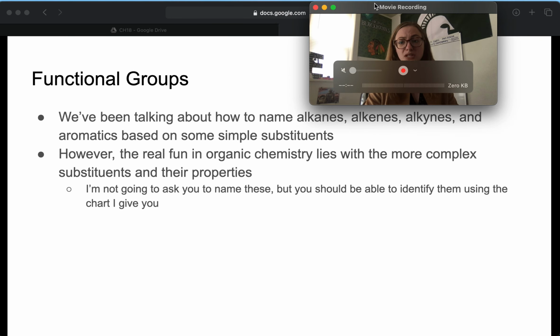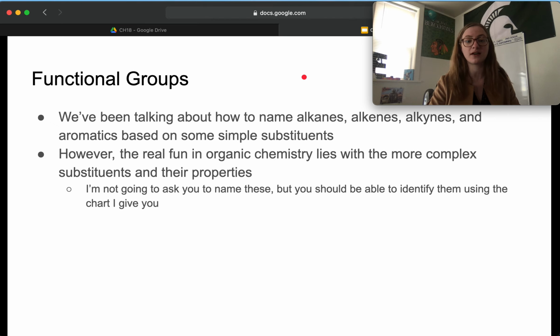So, that being said, I kind of alluded to this here. We're going to talk about functional groups in organic chemistry. That's kind of the theme here for part 3. So we've been talking about how to name alkanes, alkenes, and alkynes and aromatics based upon some simple substituents, like those alkyl groups and those halides that might be attached to our structure. However, the real fun in organic chemistry begins with more complex substituents and their properties.